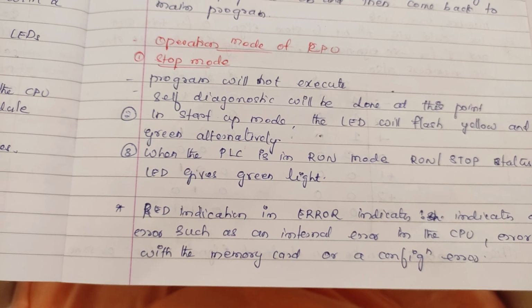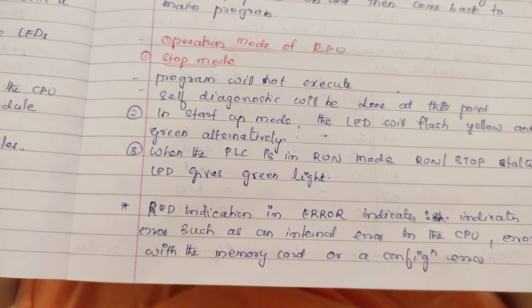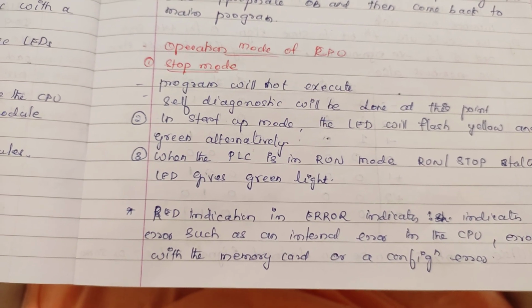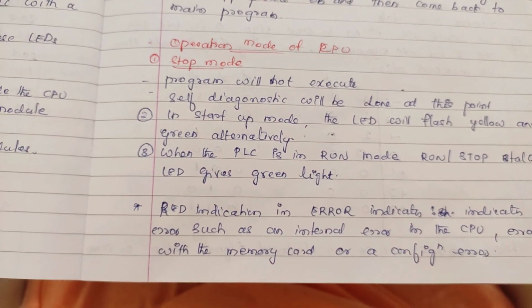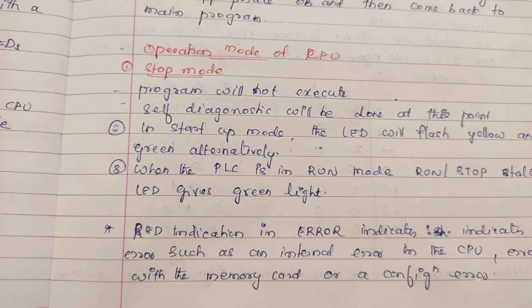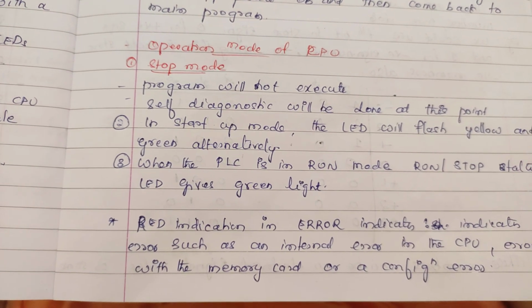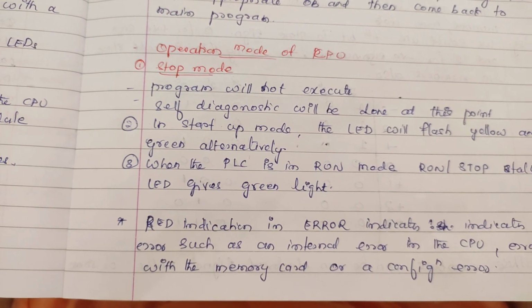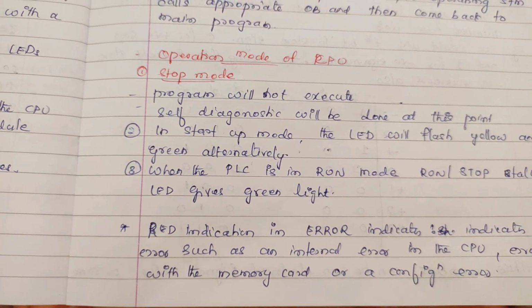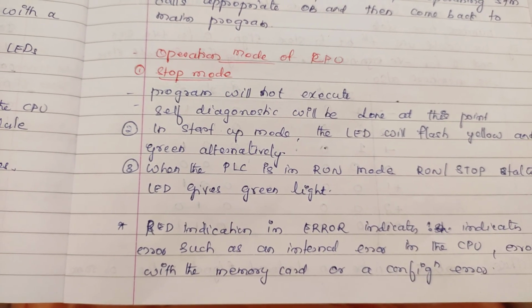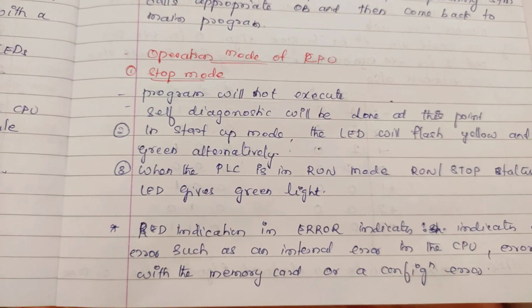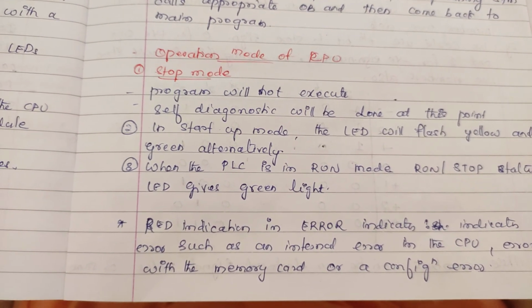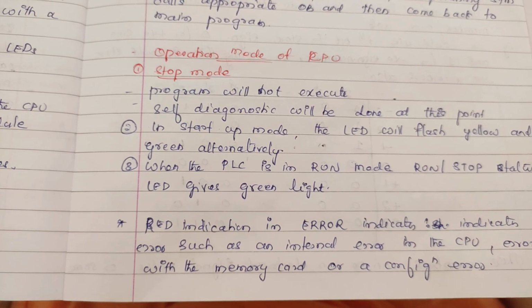Okay, so there are three different modes of operation that a CPU can perform. The CPU we are going to discuss is 1215C DC/DC/DC, but these operating modes are common in any CPU model in S7-1200. So in the first mode, the stop mode, the program is not executing, but it will perform all self-diagnostic operations, and we can download the program at this moment. That means we can download the program only during stop mode.